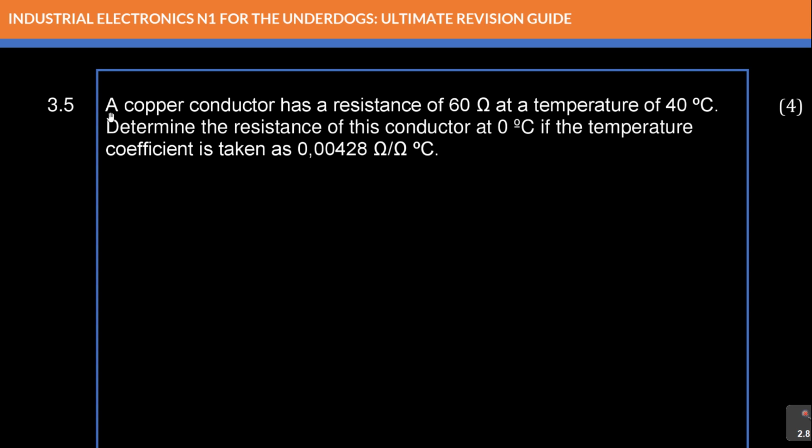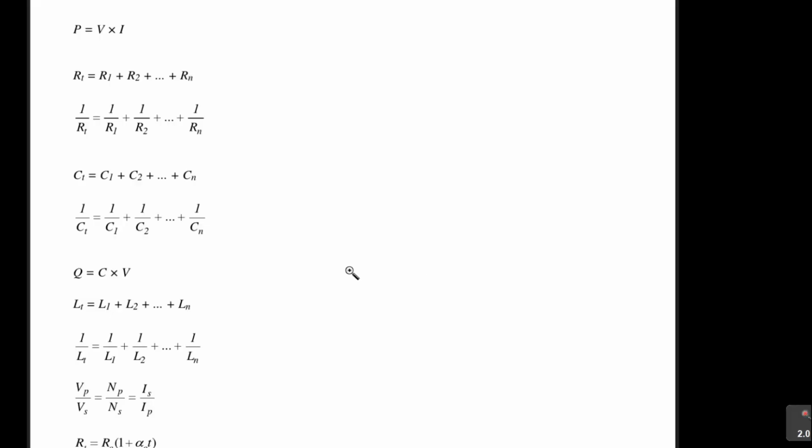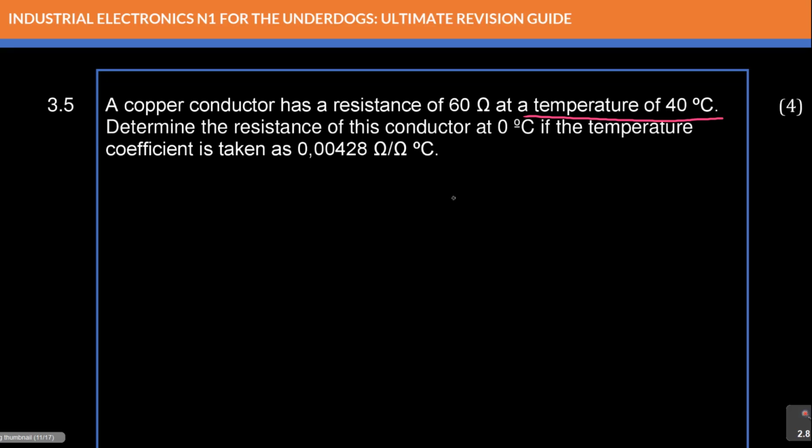It says a copper conductor has a resistance of 60 ohms at a temperature of 40 degrees. Right, the moment they mention temperature, always remember my formula must be the one linking temperature in it. So let's come back to our formulas. They just mentioned temperature. It means I might use this formula here. Why? Because it has temperature, but that's not the end. Let's continue. Determine the resistance of this conductor at 0 degrees. Be careful now. If the temperature coefficient taken is that.